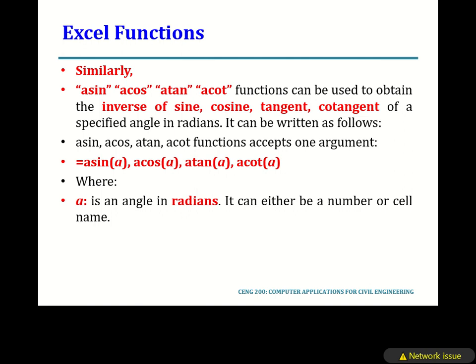We have cos and inverse of cos. So inverse of cos is acos. Tan, inverse of tan. Inverse of tan, atan. Cot, inverse of cot. Inverse of cot is acot. Got it? Okay, so we have the trigonometric functions and the inverse with a. Again one input, and the input will be an angle in radians.